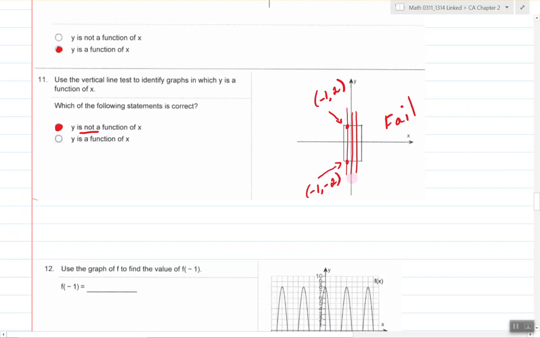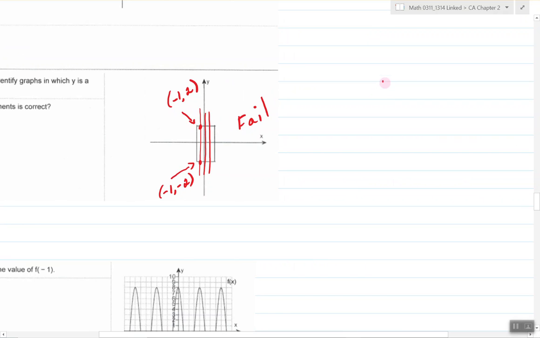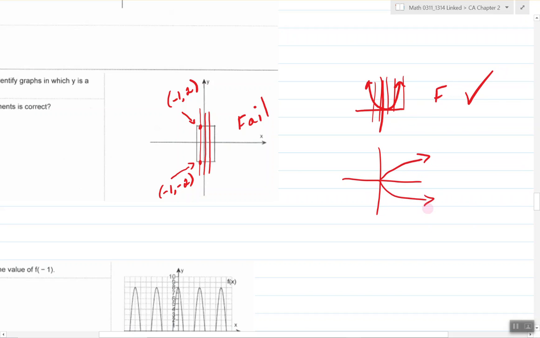Just as a quick example, if I had asked you if this is a function, you would do a vertical line test and you'd say that's a function. But if I had this graph and I said, is that a function? You would do your vertical line test and you would say, no, not a function. Because a vertical line represents an x. And so if it crosses your graph more than once, then it just violated the definition.